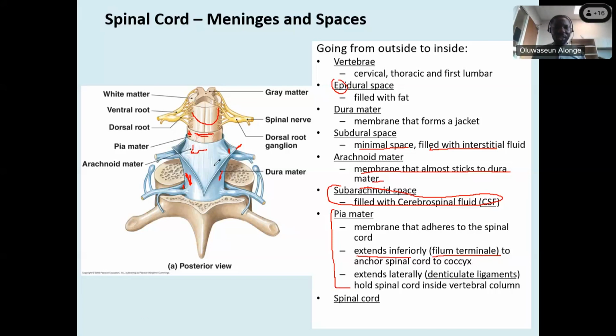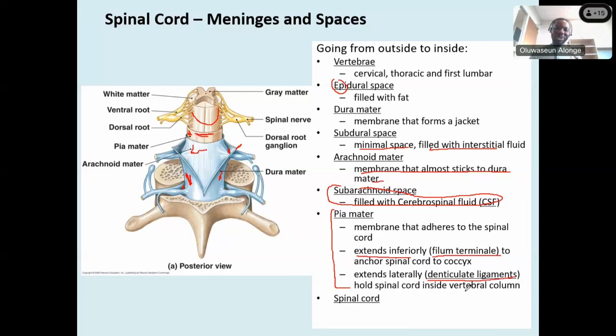Now, the other thing that is very necessary that helps to also hold the spinal cord in position is that there are ligaments on the side of the spinal cord. So on this side here, there are ligaments that hold the spinal cord in position. I will show you in the next slide where I have the image. We call that ligament the denticulate ligament. All right? It holds the spinal cord inside the vertebra.